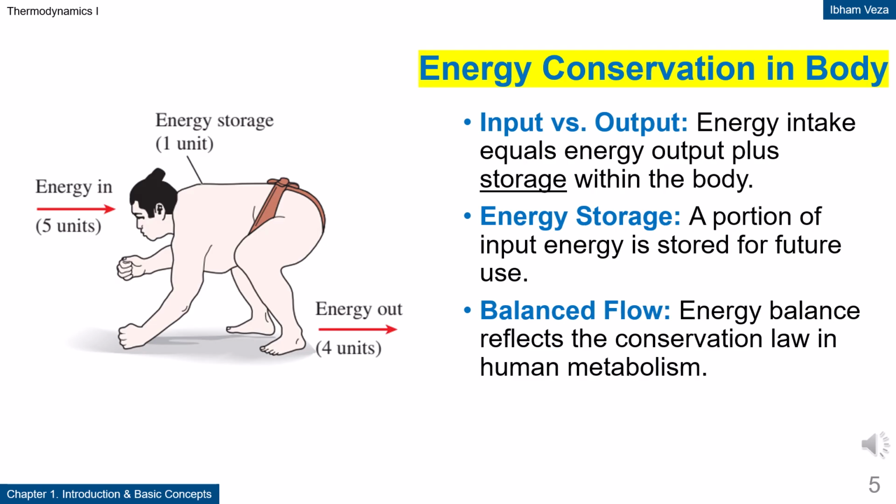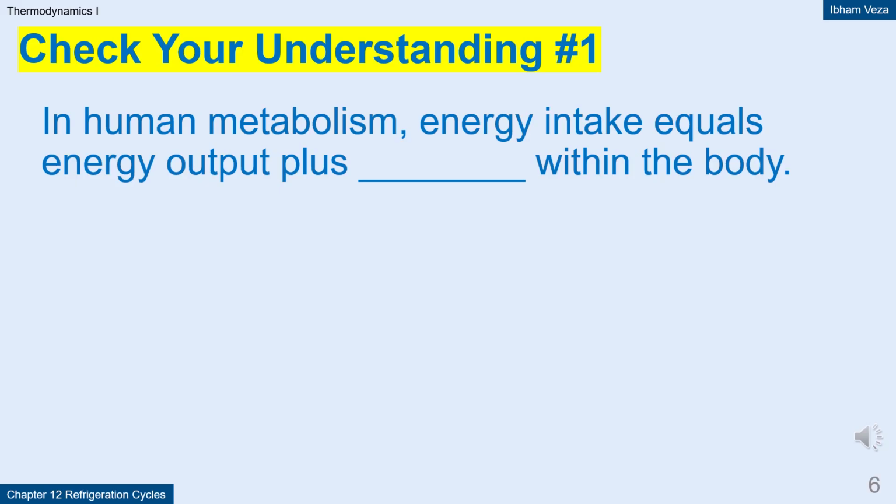Energy conservation in body. The human body also follows the energy conservation principle like any engineering system. Energy entering through food leaves as work and heat or is stored in the body. An energy balance can be used to explain metabolism in a simple way. No energy is lost, only transformed or stored. This approach shows that physical laws also apply to biological systems. In human metabolism, energy intake equals energy output plus storage within the body.